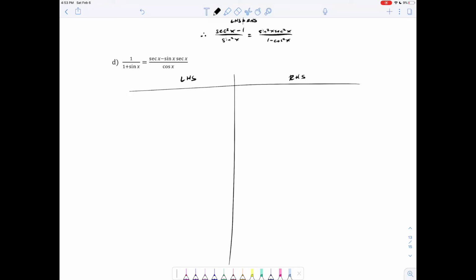And the last example is that one. My left side is 1 over 1 plus sine x. My right side is sec x minus sine x sec x all over cos x. We've got ourselves a doozy on our hands. Now the left side doesn't look too bad. It doesn't look like there's much involved, but to be honest, that's something that we will still probably want to work with.